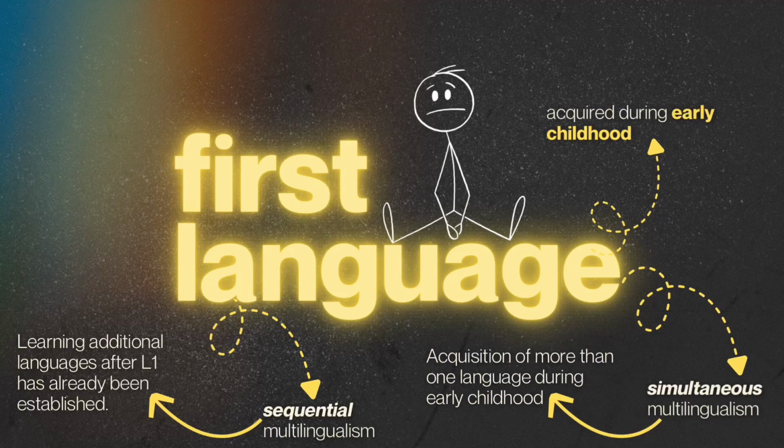Now I'm going to talk about the first language. Basically, this is the one that is acquired during early childhood, usually beginning before the age of about 3 years. We also have the simultaneous multilingualism, which is the acquisition of more than one language during early childhood, and sequential multilingualism, which is when learning additional languages after L1 has been already established. There are significant differences between the processes and results of language acquisition by young children and older learners.